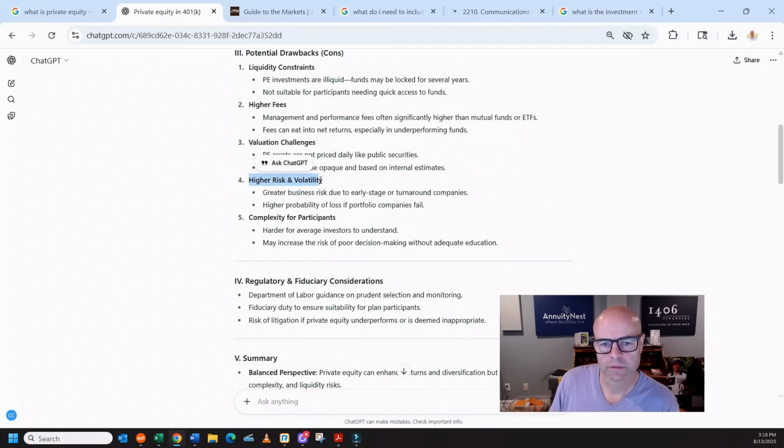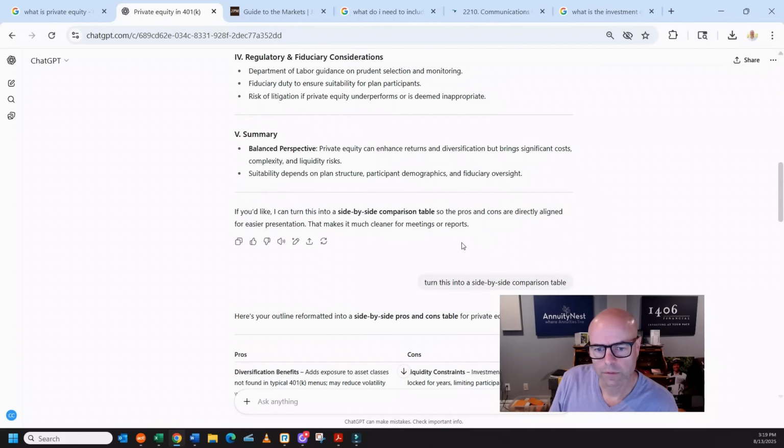Higher risk and volatility. The cancer company may not find a cure for cancer and they're going to go out of business. Okay, that's the higher risk. Well, all businesses have risk, but it's heightened with private companies. And complexity: harder for average investors to understand, right? Some of these mutual funds are tough enough to understand, although I suggest people keep it simple, which we do here in the practice. It may increase the risk of poor decision making without adequate education. So these are concerns for this.